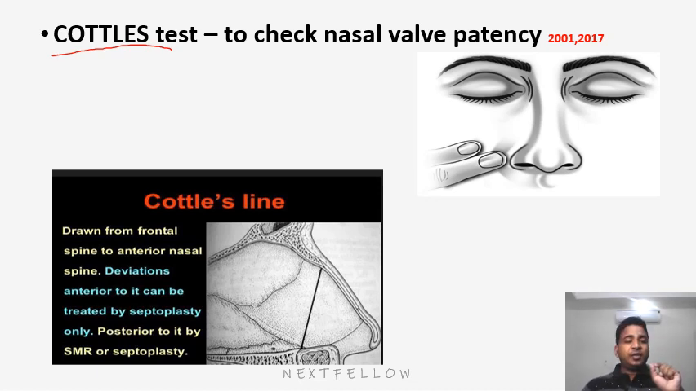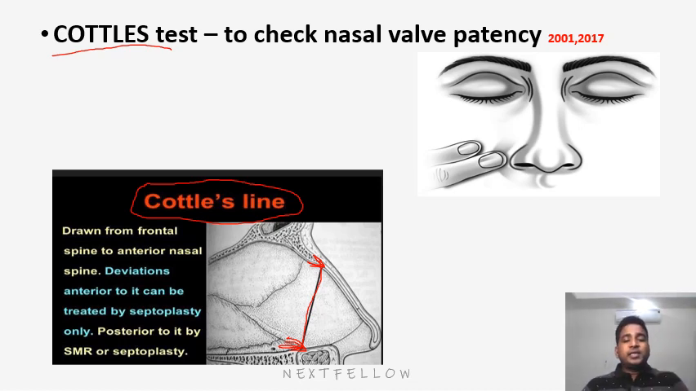Now a similar name is Cottle's line. What do you mean by Cottle's line? It has also been asked in exams in the past years. So what is this line? The line drawn from the frontal spine till the nasal spine inferiorly. So this is the nasal spine inferiorly, above one is the frontal spine. So the line drawn connecting these two spines is known as Cottle's line.